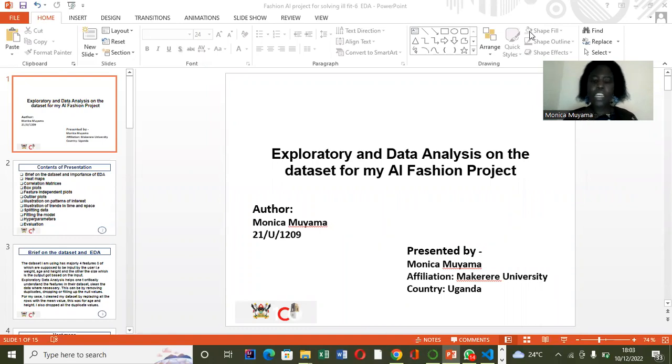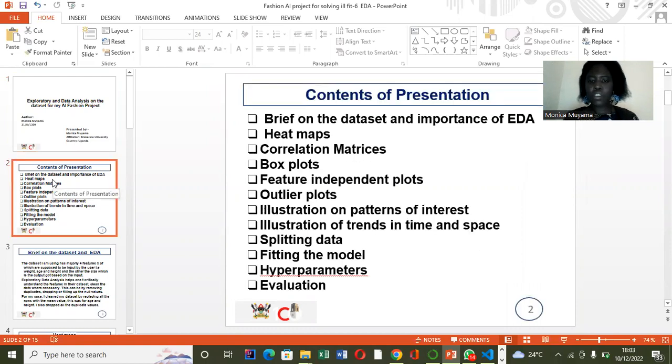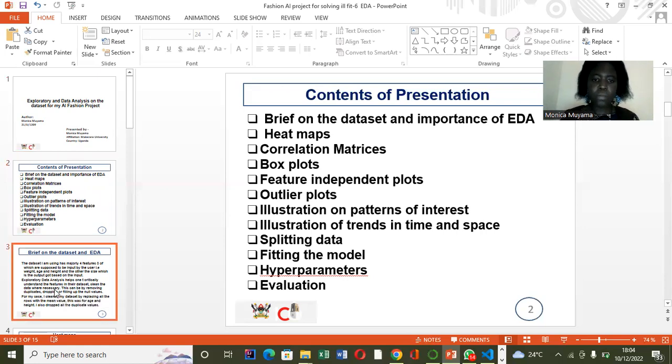I'm going to take you through my dataset, the exploratory data analysis on the dataset for solving ill fit in fashion using AI. Basically, I'm going to be presenting a brief on the dataset and the importance of exploratory data analysis, heat maps, correlation matrices, dot plots, box plots, feature independent plots, outlier plots, illustration of patterns of interest, illustration of trends in time and space, splitting data, fitting the model, and then hyperparameters and evaluation.